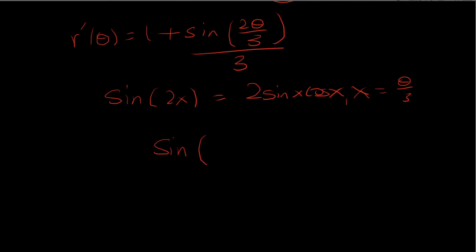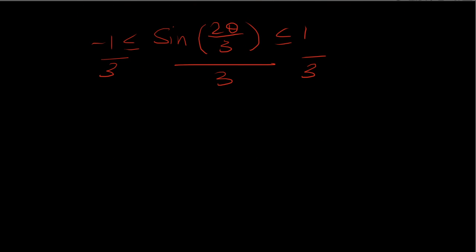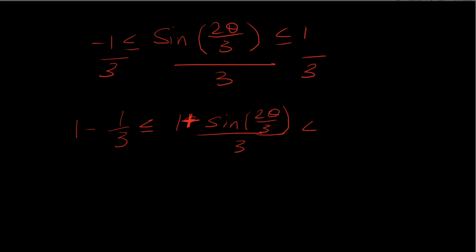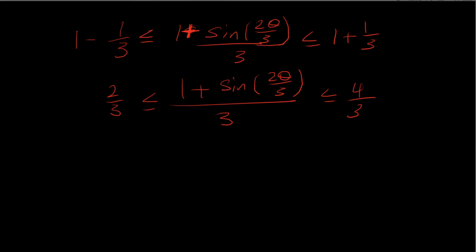So in general, we know that sine is between -1 and 1. If we divide both sides by 3, that means it's between -1/3 and 1/3. And all we have to do is add 1 to all of the sides. To get that 1 plus sine 2 theta over 3, all over 3, is between 2/3 and 4/3. Okay, so that means that the derivative is positive, since it's between 2/3 and 4/3. So r prime is positive.